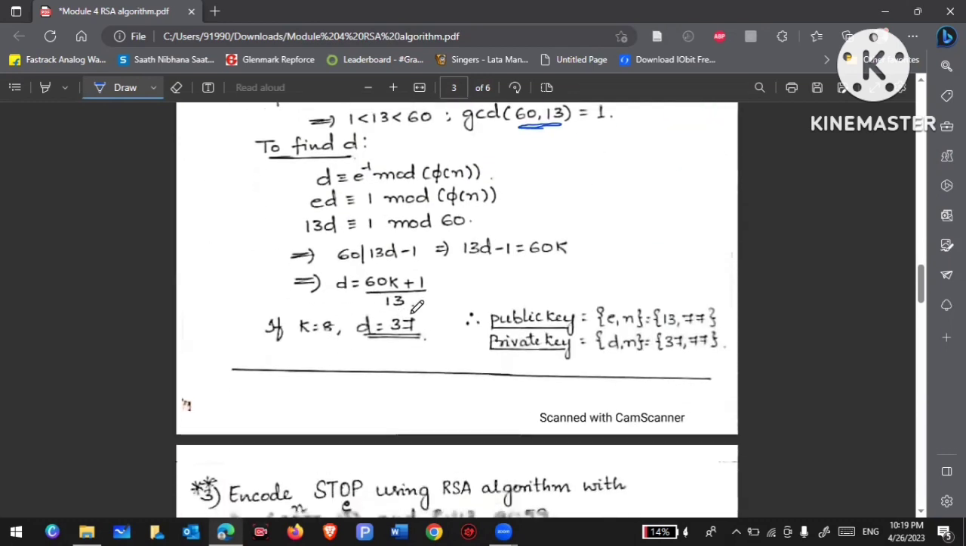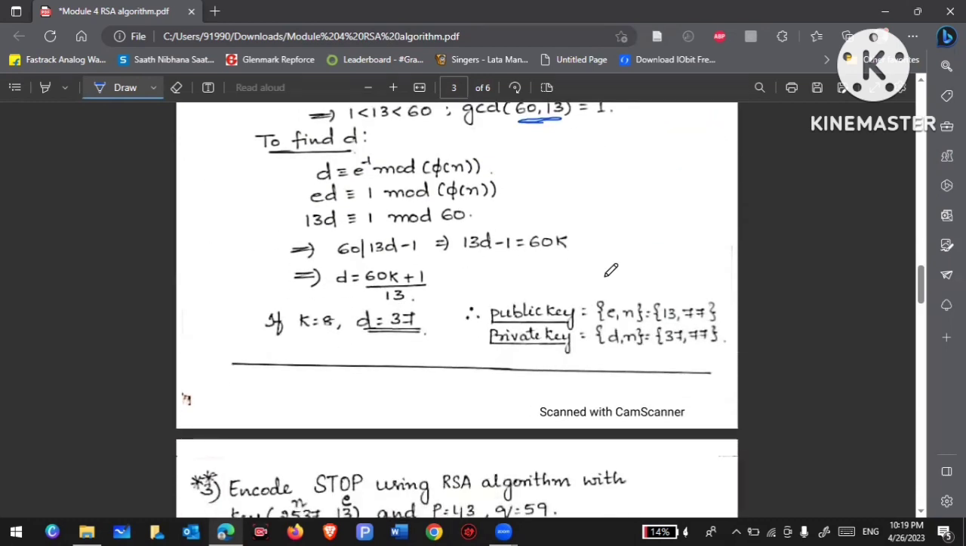Now to find the value of D, we have the formula, D is equal to E inverse mod phi of N. All values you know except the value of D. So E value is 13, D times E is congruent to 1 mod 60, phi of N is 60. So here, as I told, solving for X, here solve for D. Find the value of D such that this congruence holds. So here D is equal to 37 will hold the congruence.